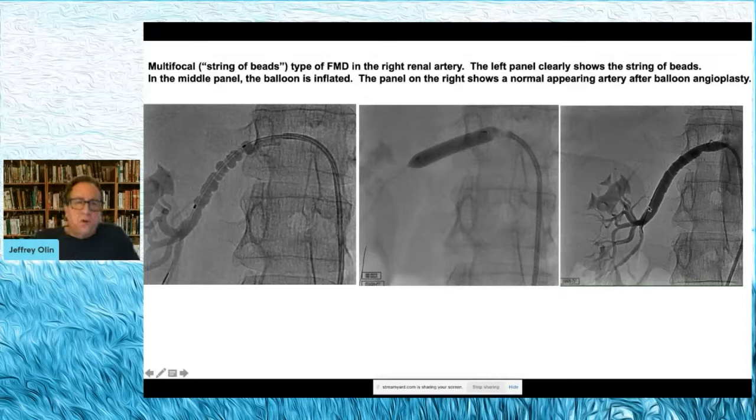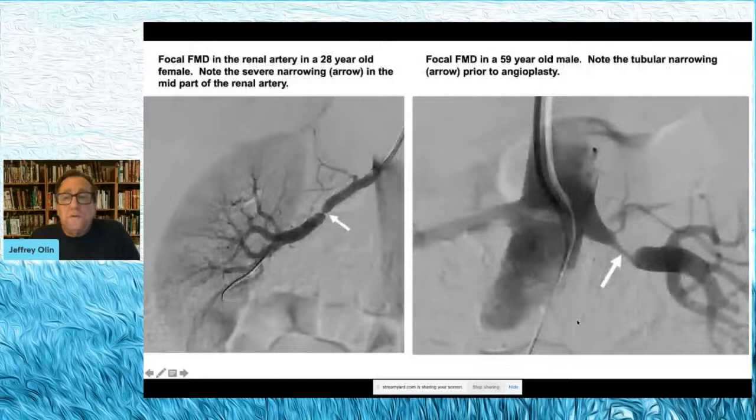All these little webs inside the artery were disrupted, and therefore you have normal flow in the kidney artery, with the goal of improving or curing high blood pressure. Now here's the other less common type.